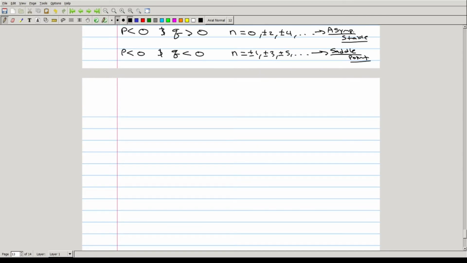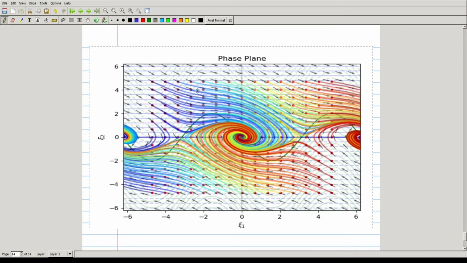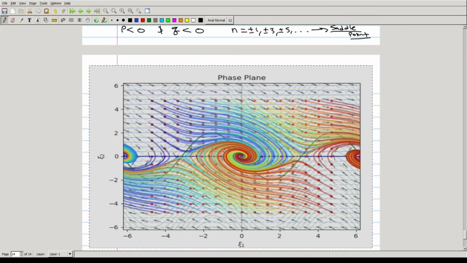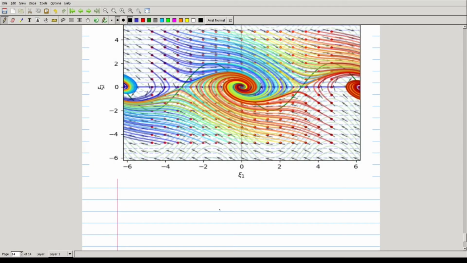And sure enough, if we do a plot of this system, this is exactly what we see. This is a plot of numerical solutions to the system in the phase plane. And we see very clearly that at the even values, this corresponds to n equals 1, n equals positive 2, n equals negative 2. We have asymptotically stable equilibrium points. And at the odd values of n, corresponds to n equals negative 1, n equals positive 1, we have saddle points. Which is a very, very neat method.